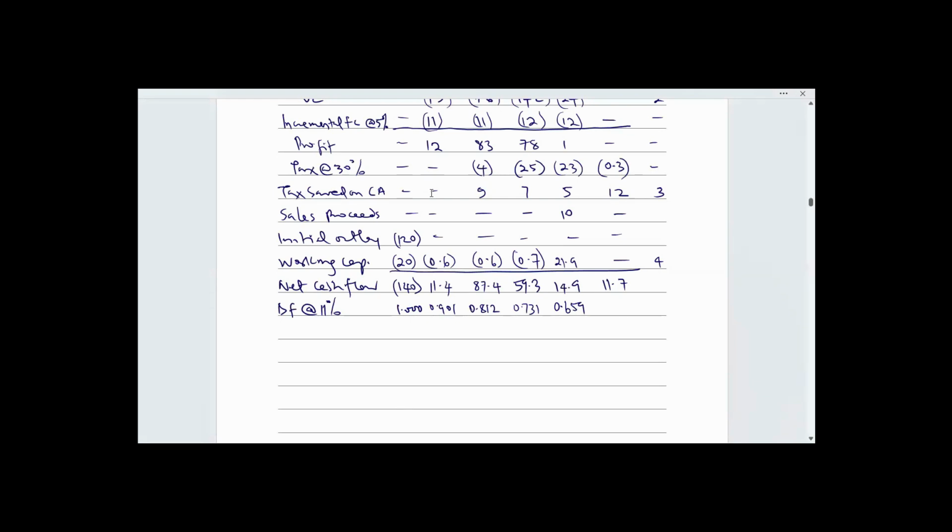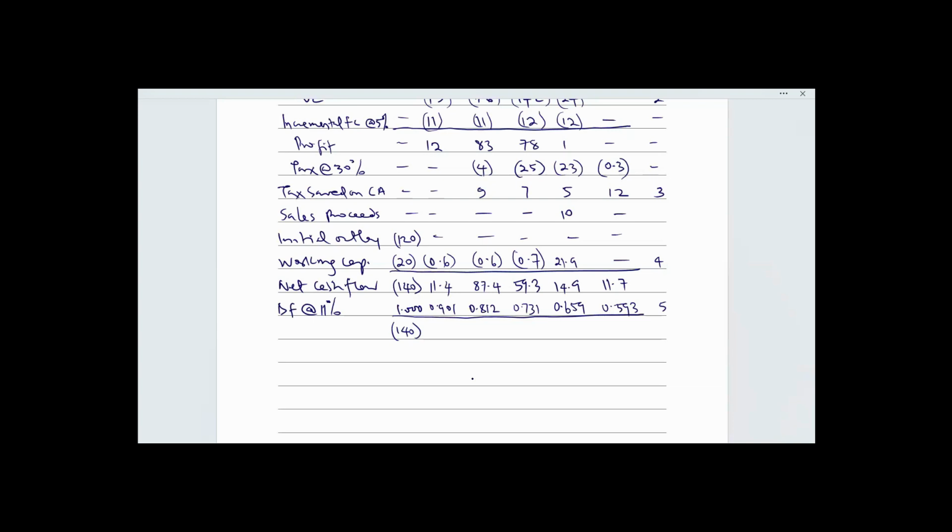Then year 5, 1.11 raised to power 5 gives 0.593. This is working over 5. So at this point, I need to determine my present value. Here is 140 minus. Give me the present value.